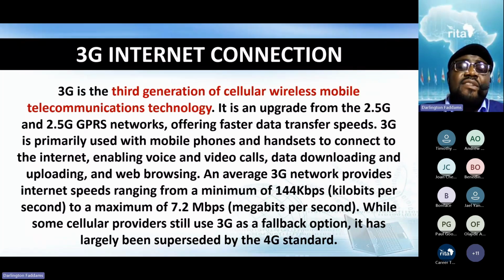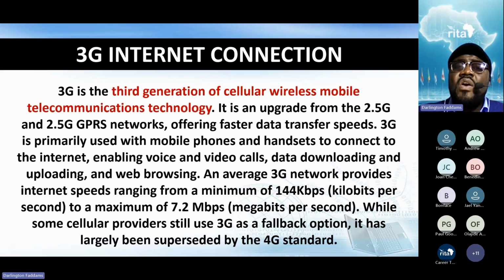It is the 3G, the cellular network, that allows you to make phone calls and also connect to the internet. If you are using 3G, you don't get a high-speed connection. You get a maximum of 7.2 megabits per second, because internet speed is measured in bits per second, not bytes per second. So if you have 7.2 megabits per second, you will have internet, and if you are watching videos, it will be buffering from time to time.